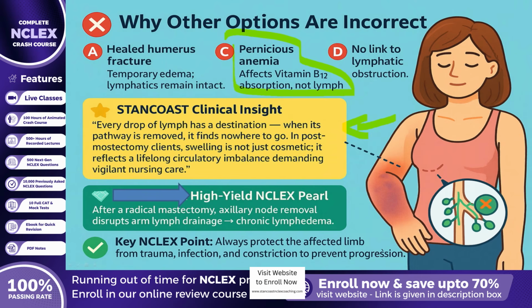And moving on to the Stan Coast high-yield NCLEX Pearl, keep this point in mind. After a radical mastectomy, axillary lymph node removal disrupts lymph drainage from the arm, leading to chronic lymphedema. Therefore, teaching clients to protect the affected limb from trauma, infection, and constriction remains the cornerstone of long-term management and a key NCLEX-tested nursing responsibility.